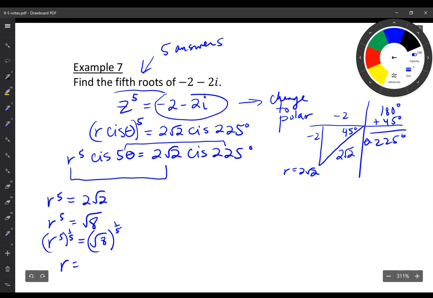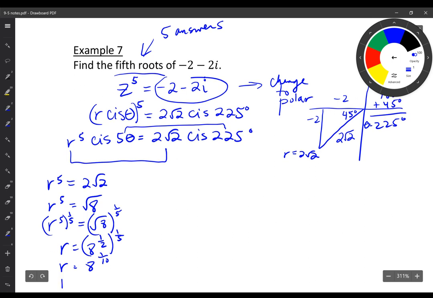And really, we could put it in a calculator here, but I'm just saying that this is 8 to the 1/2 power to the 1/5. So it's really 8 to the 1/10 power. And that's going to be, we want to use a lot of decimal places on this, 1.23114. So now I'm going to do the angle part. So 5 theta is going to equal 225 degrees.